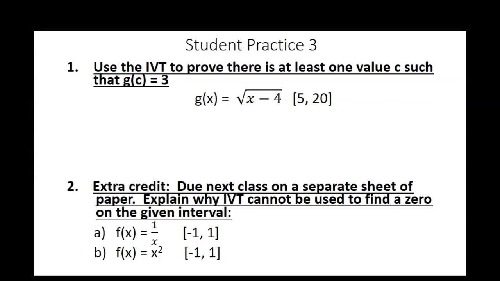The extra credit is telling me why the IVT doesn't work for these 2 problems. Now, you have to go back to that sheet that talks about the hypothesis. It has to be continuous. F of A cannot equal F of B, and K has to be between F of A and F of B. If any one of those things doesn't happen, then you can't use the IVT to promise that there's going to be a point there. So that's that. I'll put the answer for this one up in a little bit.